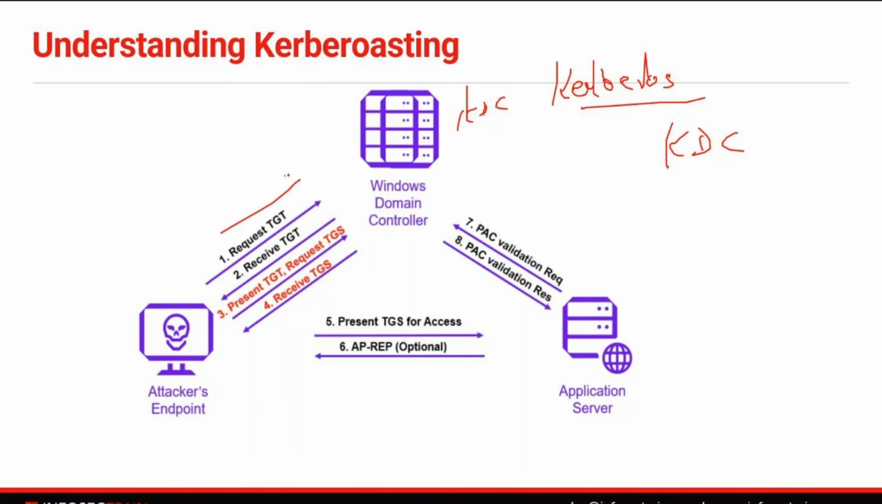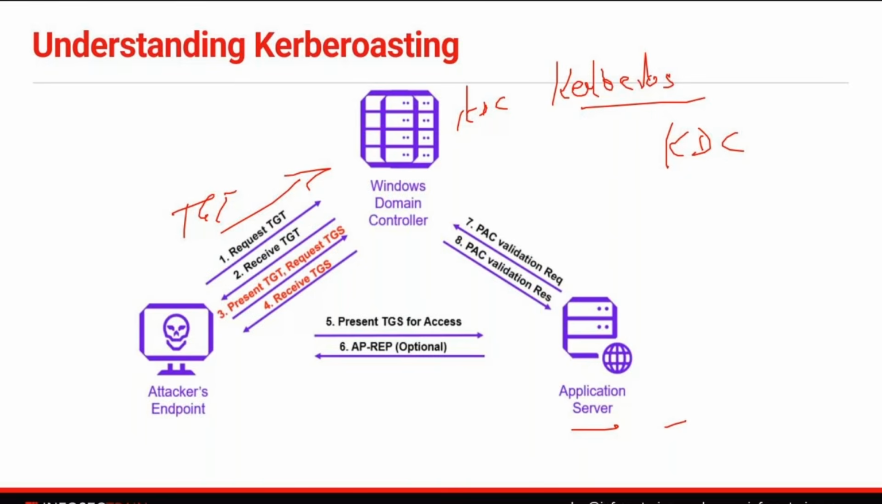So the attacker sends a request saying I want to connect to this application server. The Windows domain controller will say first authenticate yourself, then it will give you a ticket granting ticket. Then you give that TGT to the domain controller again, it will be accepted, and the domain controller will give you a service ticket. Then you give that service ticket to the application server for accessing it.